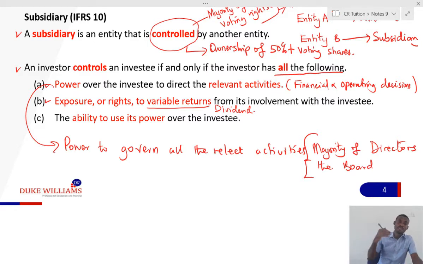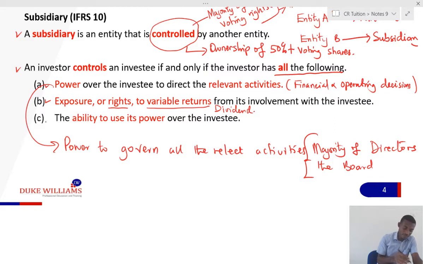Now, the same control means that the investor has the right to receive those returns. So there is exposure, there is a risk to the variability of the return, and there is also a right to receive those returns. Because the investor would be directly involved in the management of the subsidiary, by virtue of the involvement, he has a right to receive those variable returns. And the risk comes with it because there could be variability in the dividend.